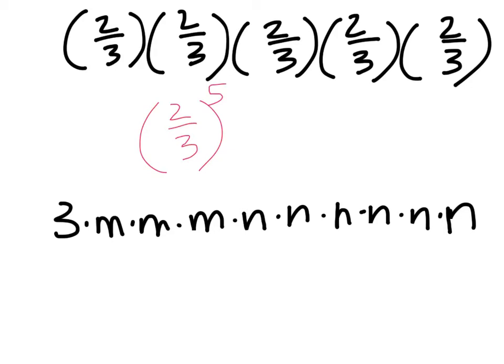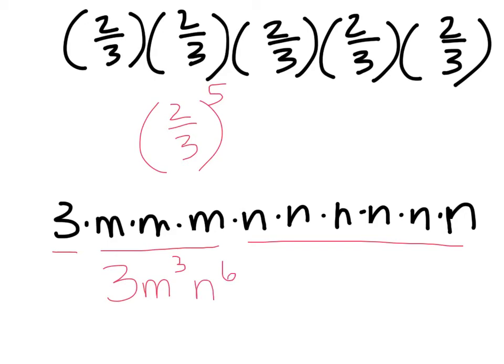And down here I have a bunch of different things. I have just one 3, and then I have 3 m's, so m to the 3rd power, and I have 6 n's, so n to the 6th power.